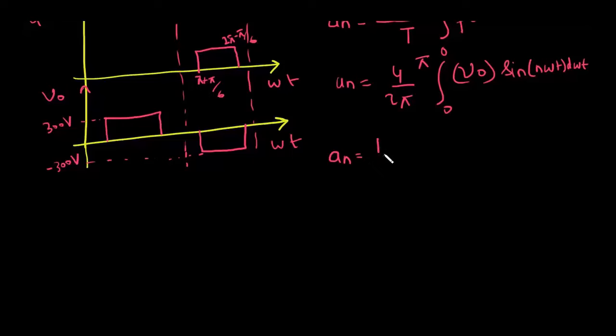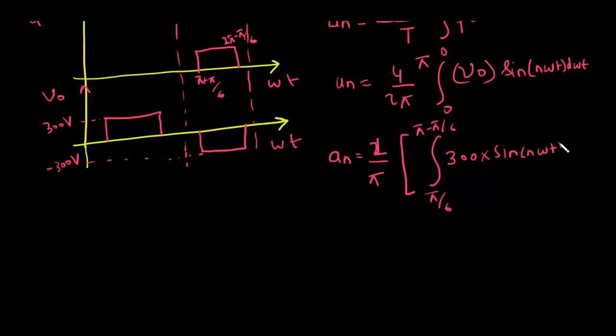Or you can write 2 by pi, so from pi by 6 to pi minus pi by 6, V naught is equal to 300 volt into sine n omega t into d omega t. As we are interested only in the fundamental component, we can put n is equal to 1.